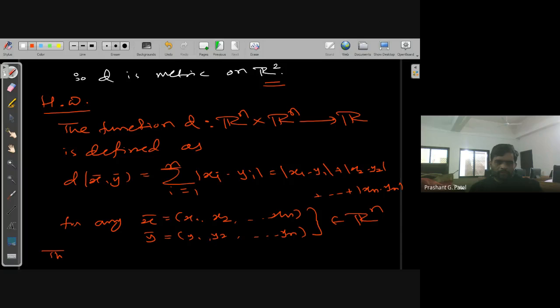Then prove that this d is a metric on R^n. Okay, so this is the way you can go; you can prove this homework in a similar way. You can try this example.